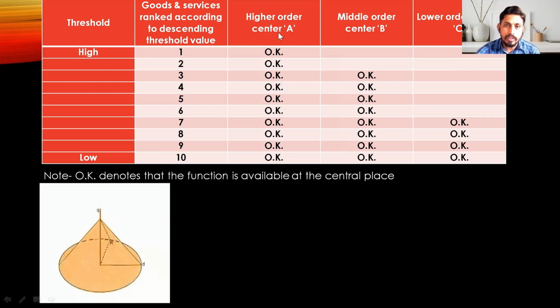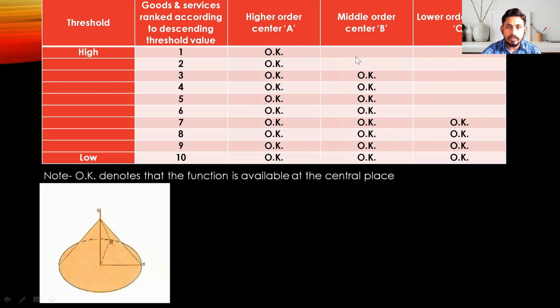So here when we look at the higher order center A, all kinds of goods and services were available. Here OK denotes the availability of the service and function. All kinds of services and functions were available at the higher order center A, which required the highest threshold population and also the lowest threshold population.